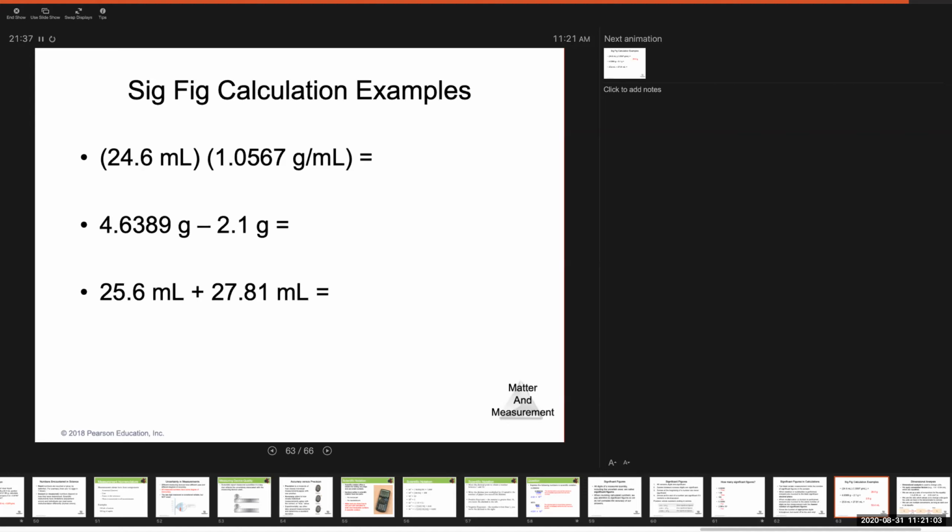So in this case, someone had 24.6 mils of some substance that had that amount for its density, and they wanted to know how much it weighs. So this would be a common calculation that you would do associated with density. You have some volume, you want to figure out how much it would weigh. And this would be it.